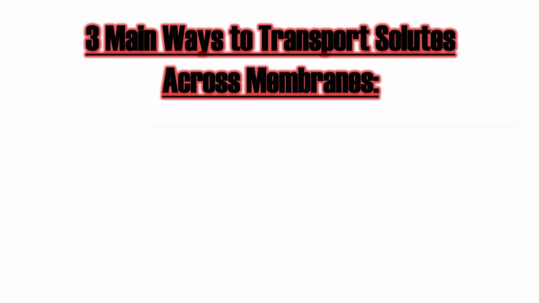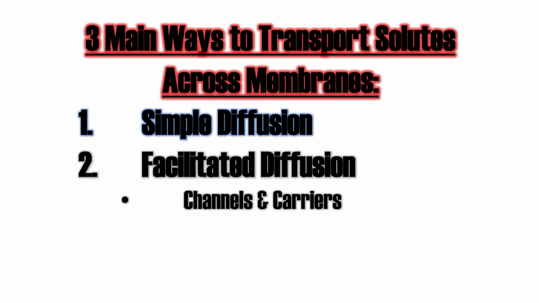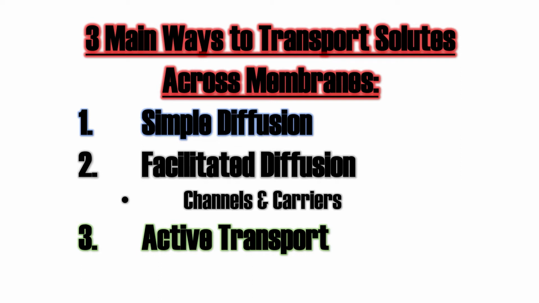Anyways, we have three main ways of transporting solutes across membranes. We have simple diffusion, facilitated diffusion, which uses channels and carriers, and active transport. And there are two forms of active transport. There's primary and secondary. So we're going to focus on simple diffusion first.